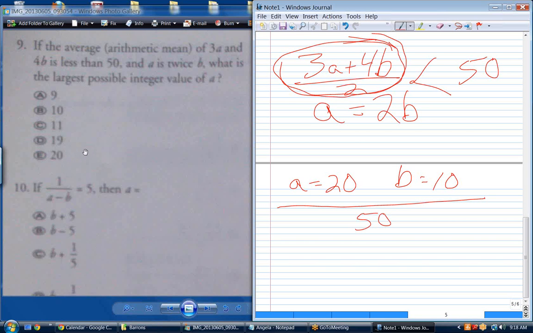Okay, but 19 could be. Let's consider 19. All we have to do is go a millionth of a point from 20 to make this work. So 19 should work. In fact, we don't have to even test it. Well, maybe we do. Let's verify, now that I think of it. What is B if A is 19?